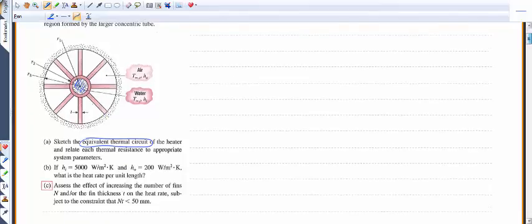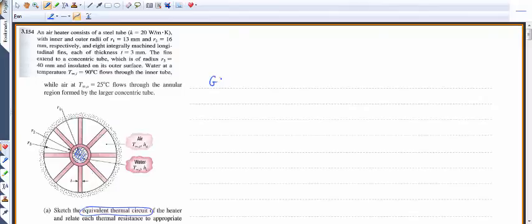And then in part C, we're going to look at what happens when you change the number of fins or the thickness of the fins given this constraint, n times t is less than 50 millimeters. So part A and B are more of an analysis type problem, and part C is where you start getting into design. So for starters, we're going to look at what is given.